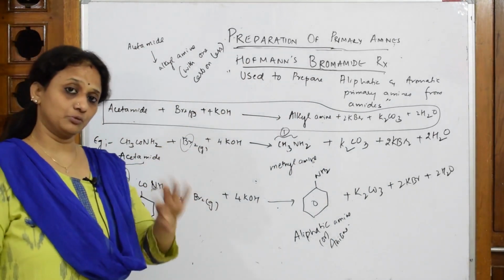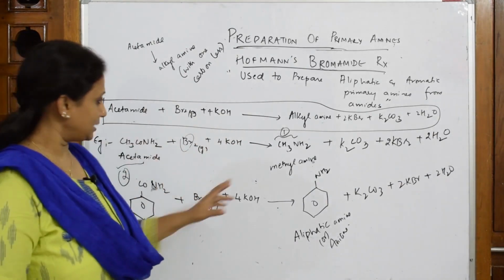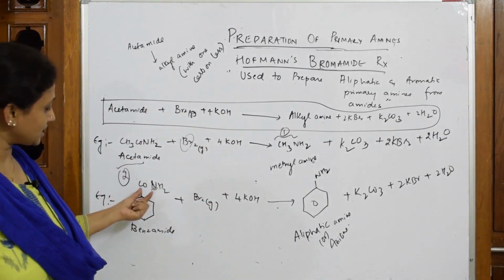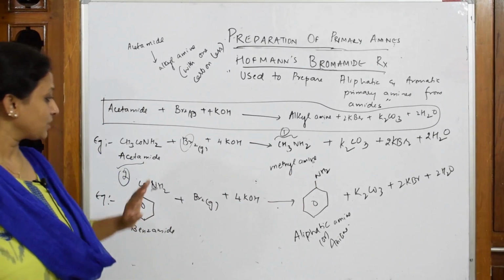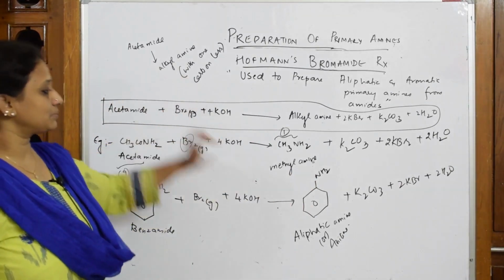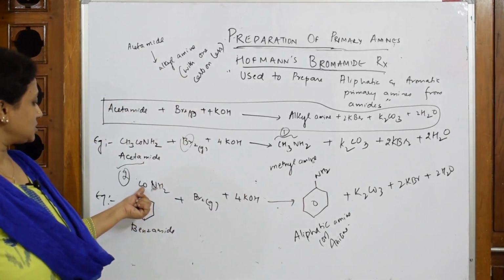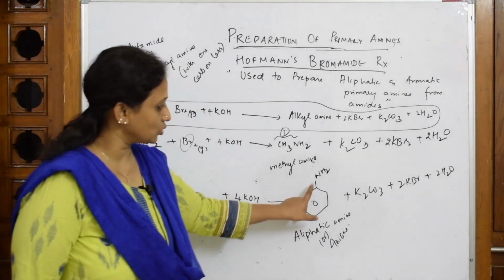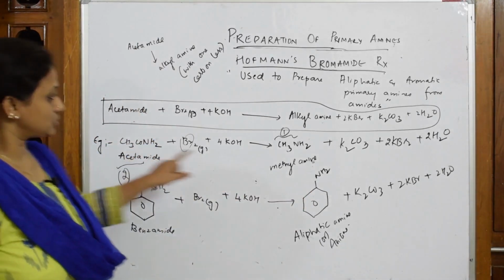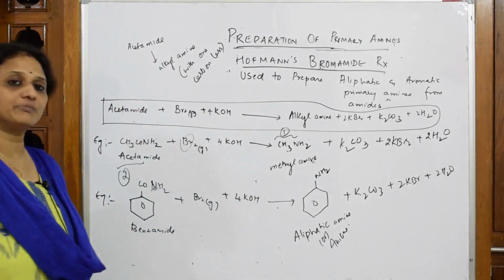Simple. So the most important thing is picking up bromine, because it is the Hoffmann bromamide reaction, and importantly you are taking 4 KOH, 4 moles of KOH. Otherwise, you will end up writing some product which has the same number of carbon atoms. Wrong. The product will have 1 carbon less. Here CO, benzene ring; here no CO. So this is your Hoffmann bromamide reaction.